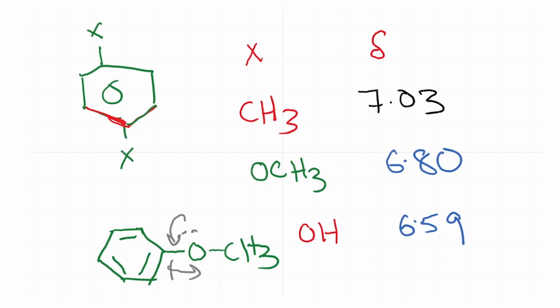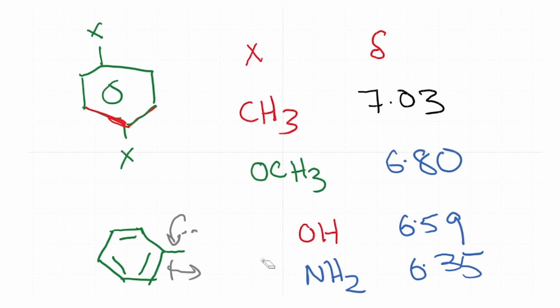And the last example that we're going to look at is 1,4-diaminobenzene, and here the value is 6.35. So clearly the electron donating effect of the nitrogen dominates. If I have to describe this, the effect of nitrogen is mainly by electron donation.